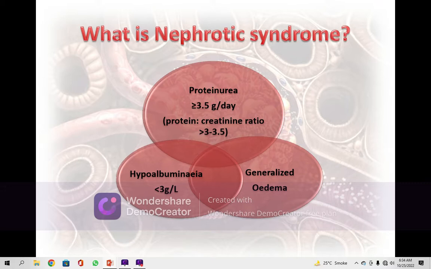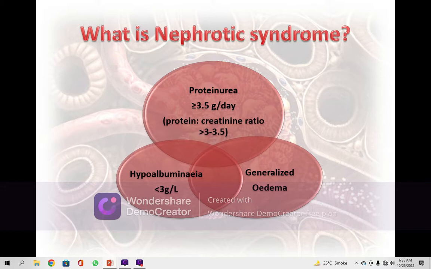Then coming to more than that, it is called 300 milligram upwards. For example, if it is more than 300 milligram and about 500 milligram per 24 hours, it is a macroalbuminuria or macroproteinuria.